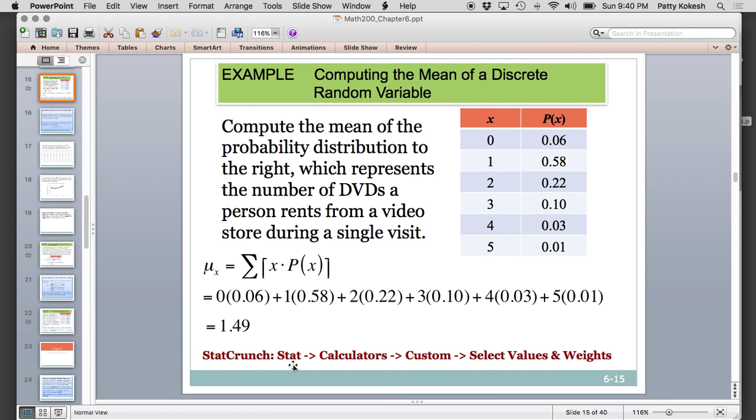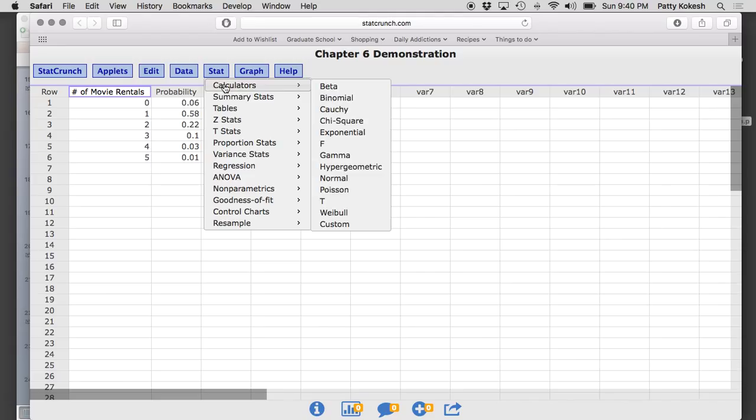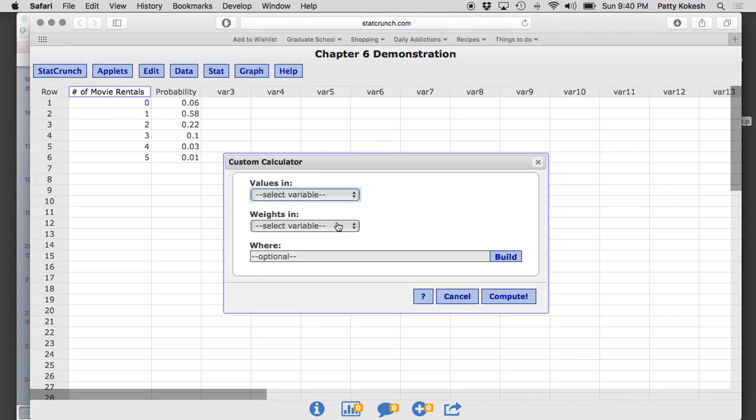And in StatCrunch, what we're going to do is go to Stat, Calculators, Custom. So this is kind of a new thing that we have not gone to before. So let me navigate over to StatCrunch. I have my data already in StatCrunch here. And like I said, I'm going to go to Stat, Calculators, Custom.